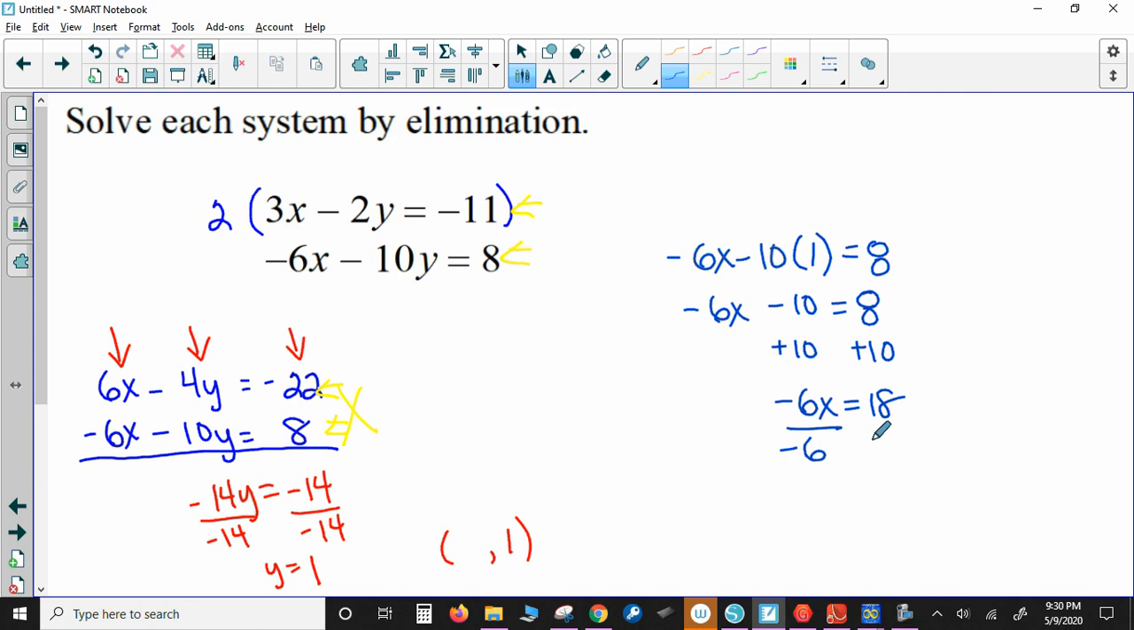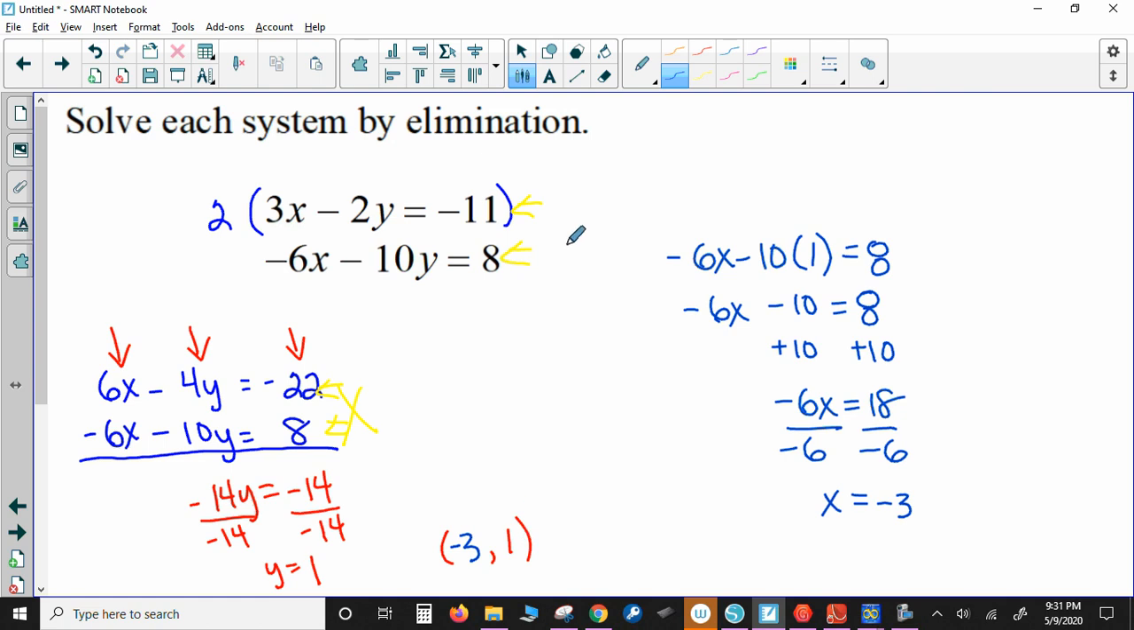I have to divide both sides by negative 6. Pay attention to your signs. Negative 6 divided by negative 6 is 1. So on the left side, I'm left with x. 18 divided by negative 6 is negative 3. So my final value of x is negative 3, which I'm going to plug into my ordered pair. So I have negative 3 comma 1.